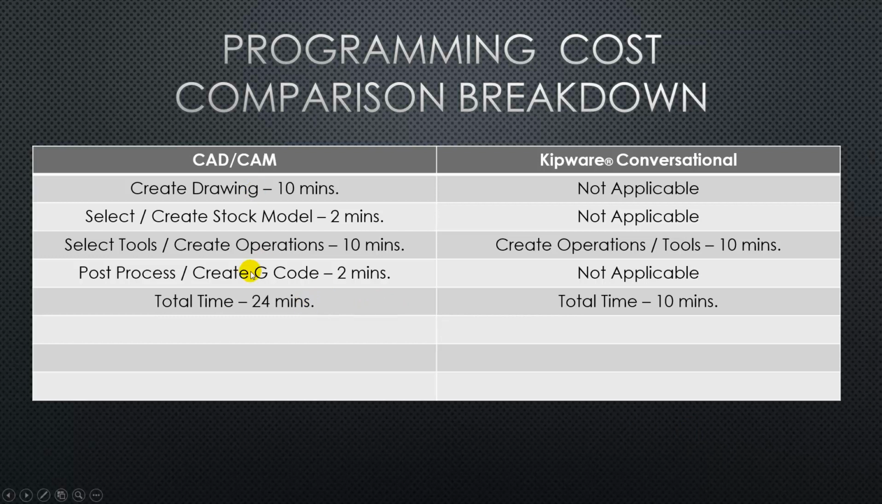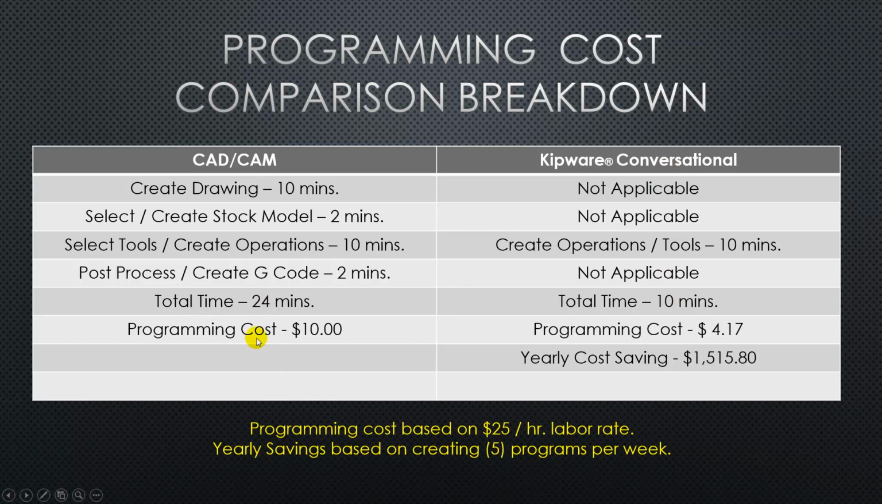On the CADCAM side, we have a total time of about 24 minutes. On the Kipware Conversational side, we have about 10 minutes. Programming cost on the CADCAM side, based on that $25 per hour, gives us a $10 programming cost for the simpler program. In Kipware Conversational, it's $4.17, giving us a yearly cost savings of over $1,500 and a yearly time savings of 60.67 hours.